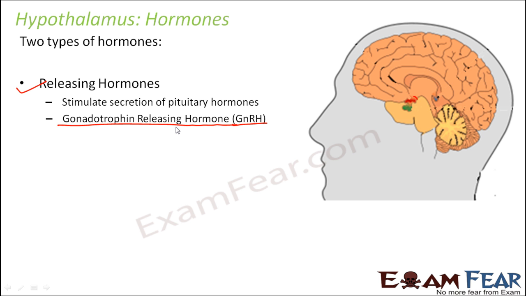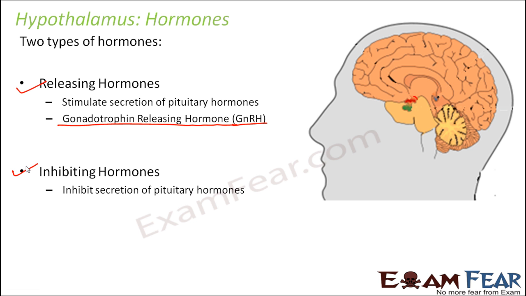Clear? Okay. The next set of hormones are the inhibiting hormones. Inhibit means to stop something. So these hormones inhibit the secretion of pituitary hormones. When an inhibiting hormone is released, it tells the pituitary to stop secreting any further hormone. So when the pituitary has to start secreting hormones and when it has to stop is controlled by the hypothalamus, by releasing hormones and inhibiting hormones. An example of an inhibiting hormone is somatostatin.